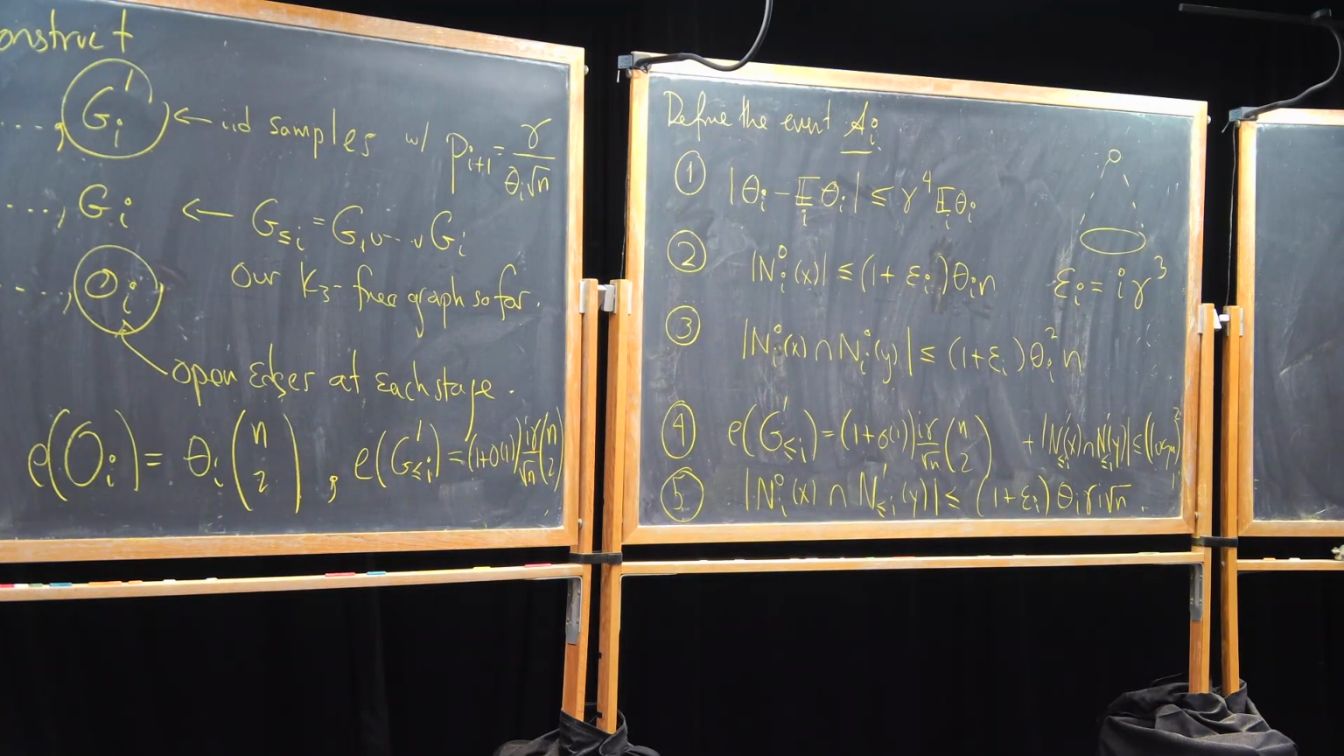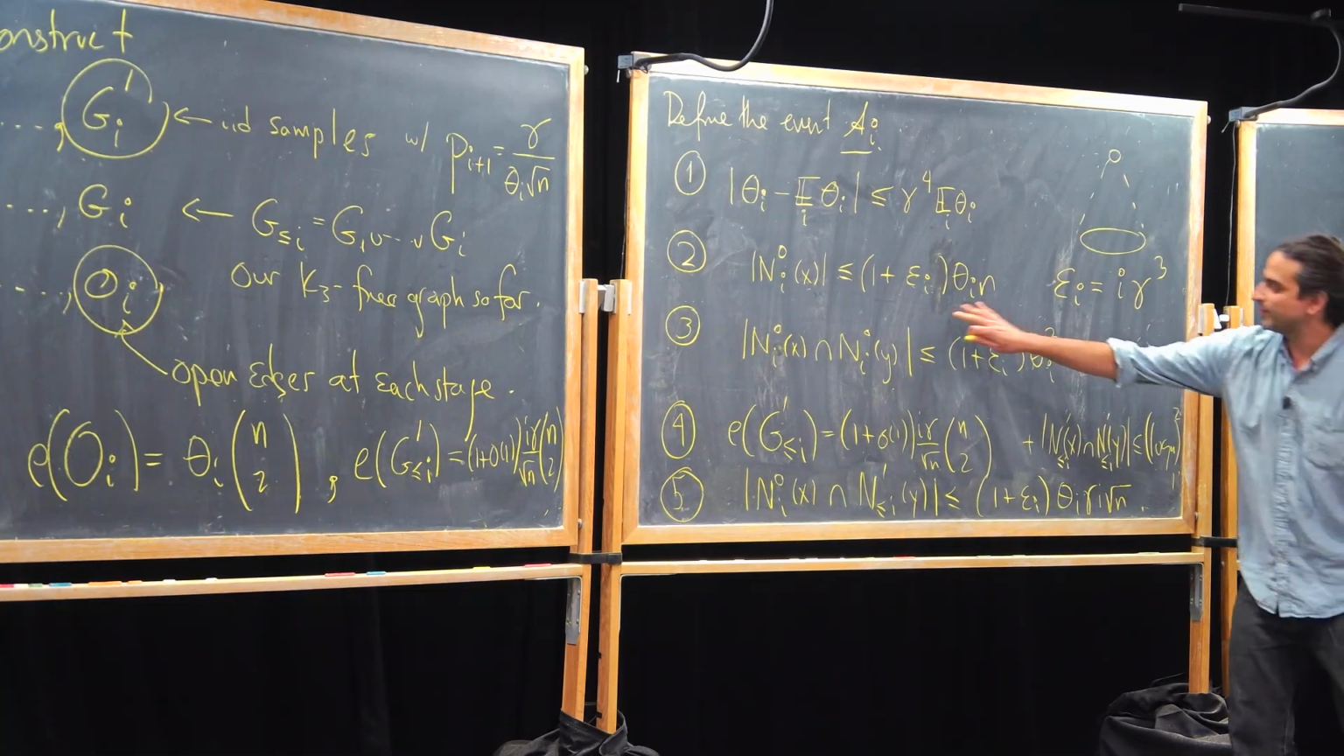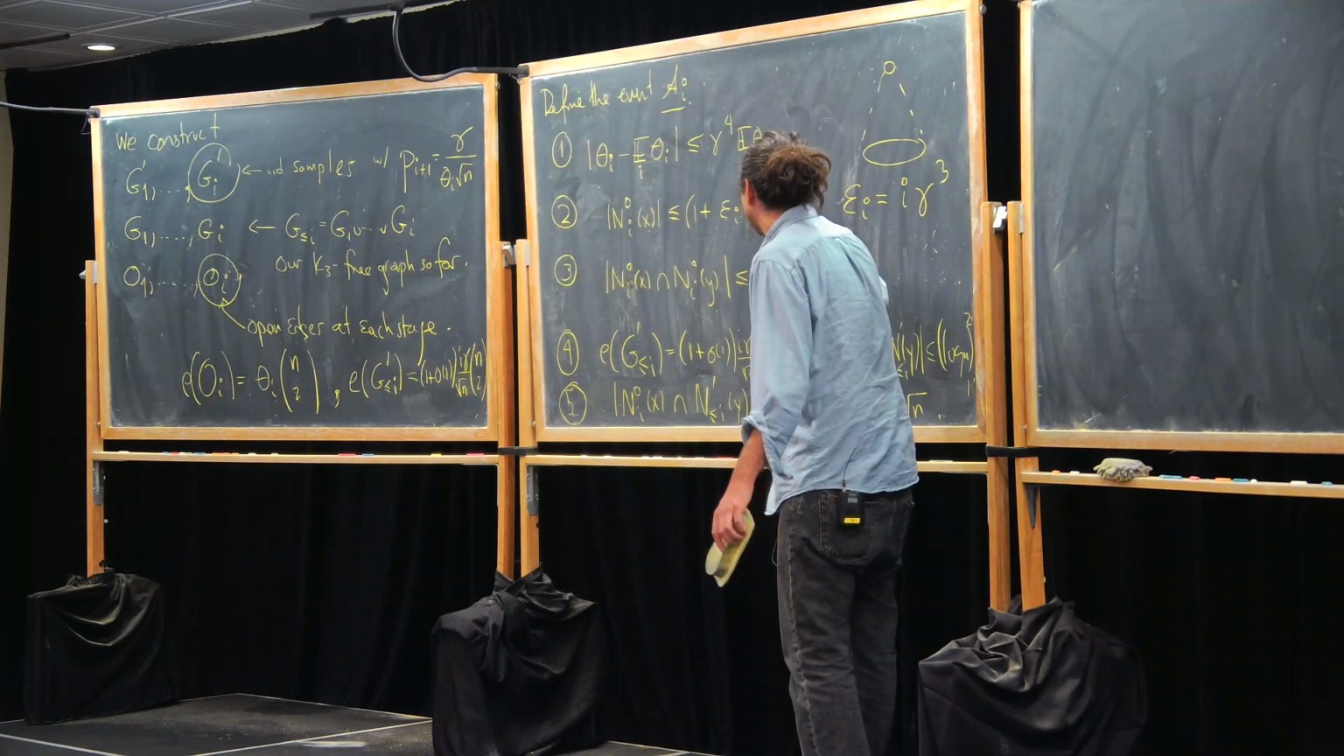Yes? Are O_i open in G_i or G_i prime? So O_i are the open edges at stage G_i. Every edge in O_i does not form a triangle in G_i prime, but it's also a subset of it. So not every such edge is in it. We sort of refined it further. Thanks for that question. OK, so this is I have the right number of edges.